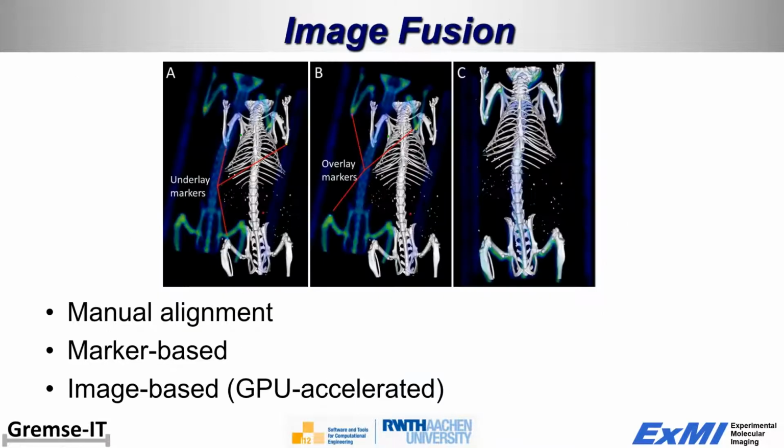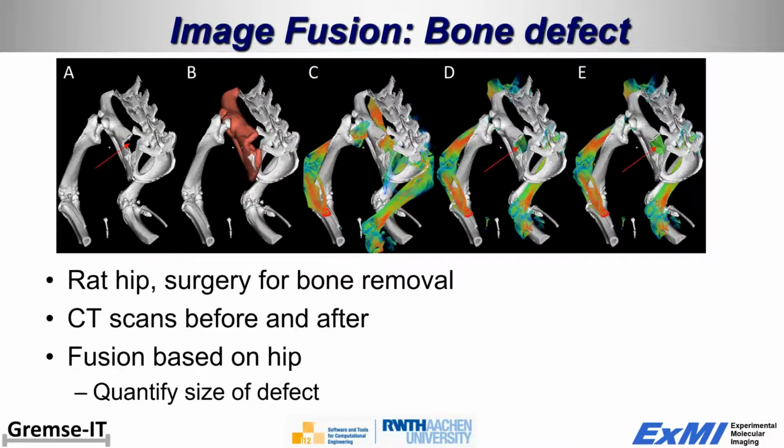And this is the fusion example. We provide these three methods of fusion: manual alignment, marker-based, and image-based alignment. And here is an example for a rat that was scanned in the micro-CT. A piece of bone was harvested here from the rat hip, it was cut out. So we acquired a scan before and after, and wanted then to measure how much was lost and later how much would regrow.